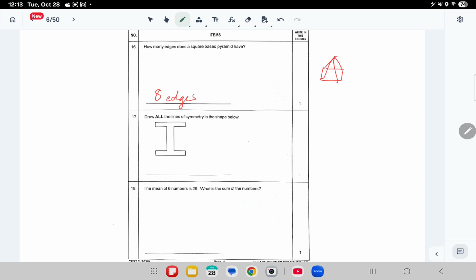Draw all the lines of symmetry on the shape below. So we have one vertical line of symmetry and one horizontal line of symmetry.